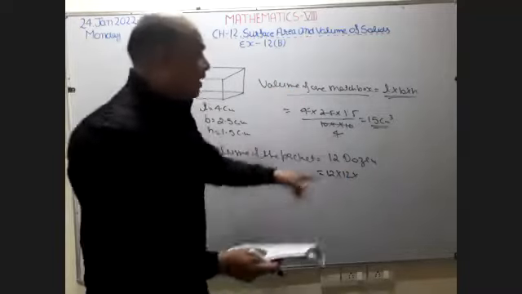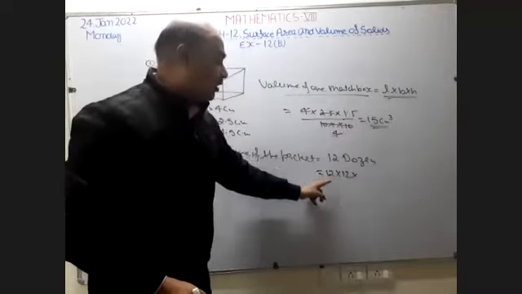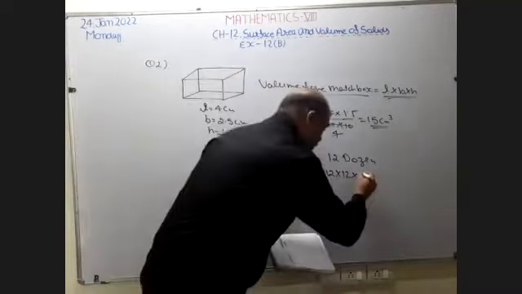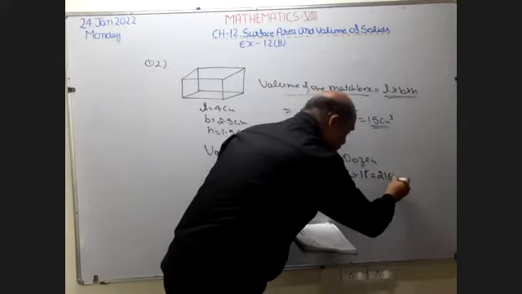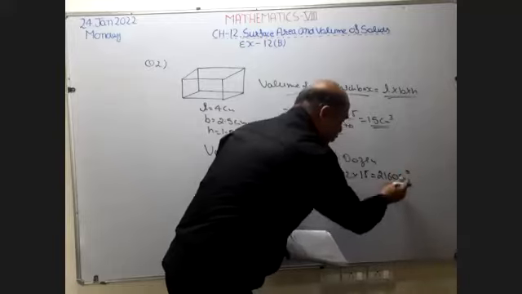Now volume of one matchbox is given. So now you're going to multiply 12 into 12 by 15. Answer will come 2160 centimeter cube. So this is your answer.